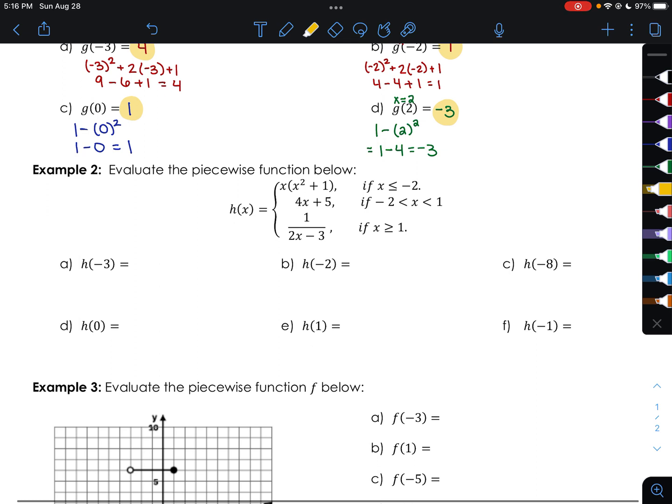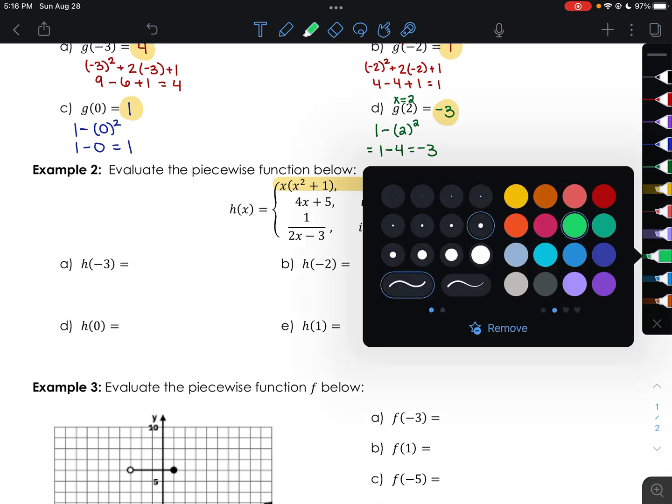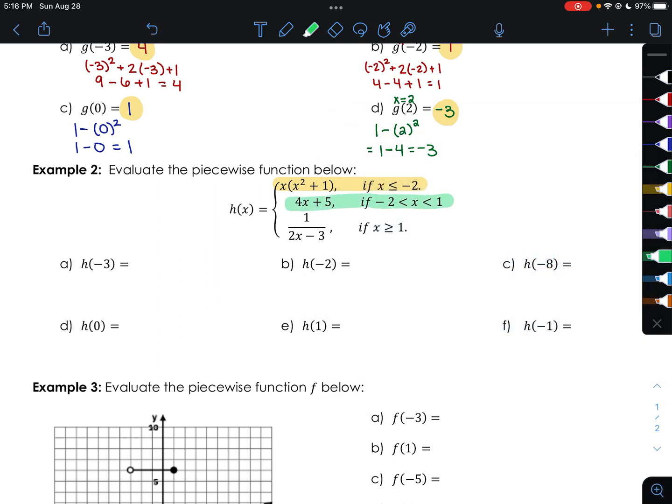So again, we have 3 piecewise functions. We have our top function, x times x squared plus 1, if x is less than or equal to -2. We have 4 plus 5 if x is greater than -2 but less than 1. And lastly, we have 1 over 2x minus 3 if x is greater than or equal to 1.